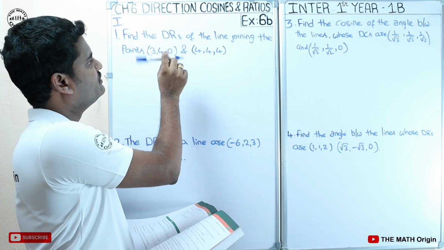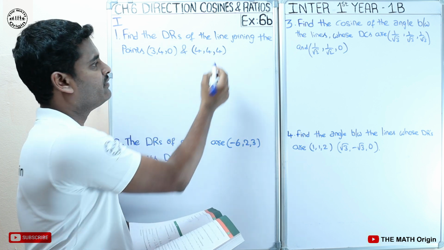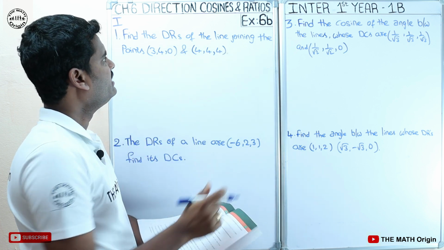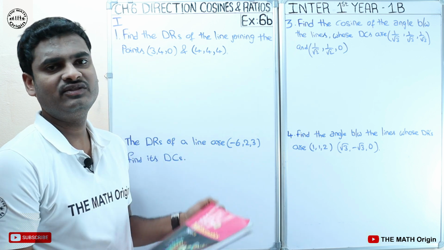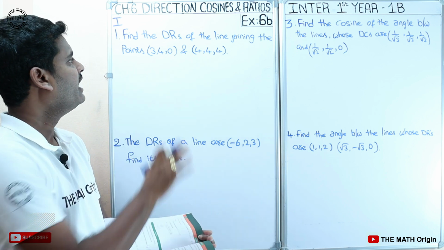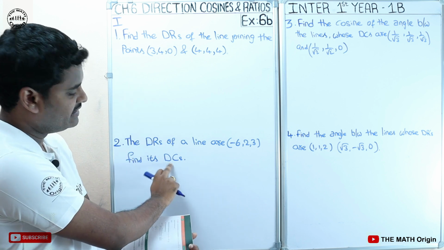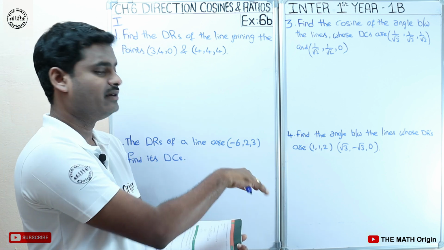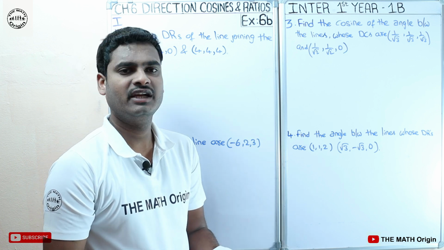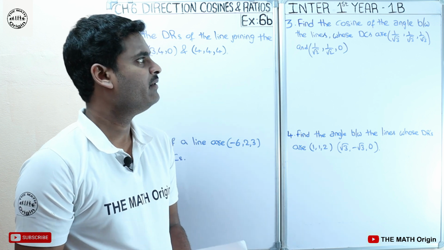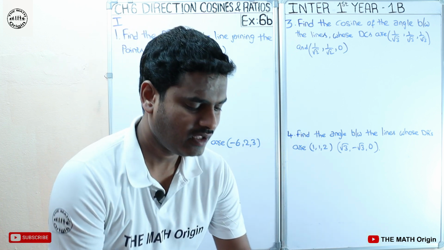Find the direction ratios, DRs, of the line joining the points A and B. As I mentioned earlier, students, please keep the textbook in your hands while going through these videos, because I am writing shortcut forms in the questions. If you see here, DCs means direction cosines. Most of the time you will understand, but sometimes it may lead to confusion, so I recommend you carry the textbook while going through these problems.